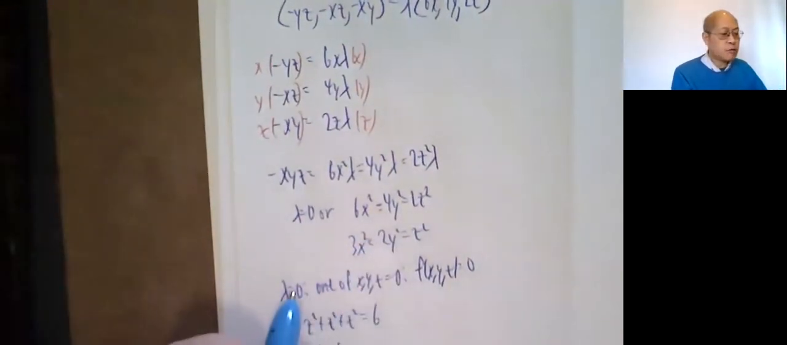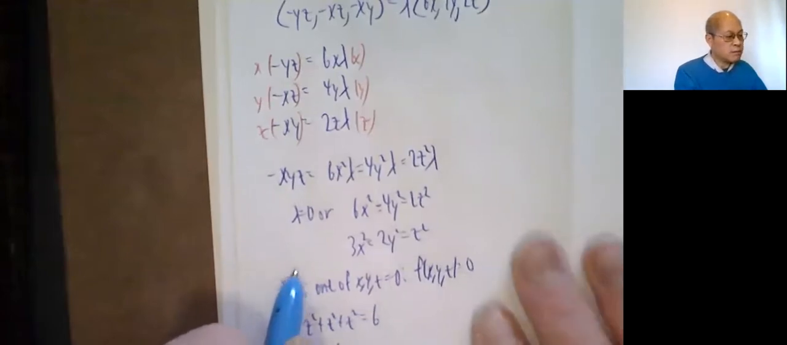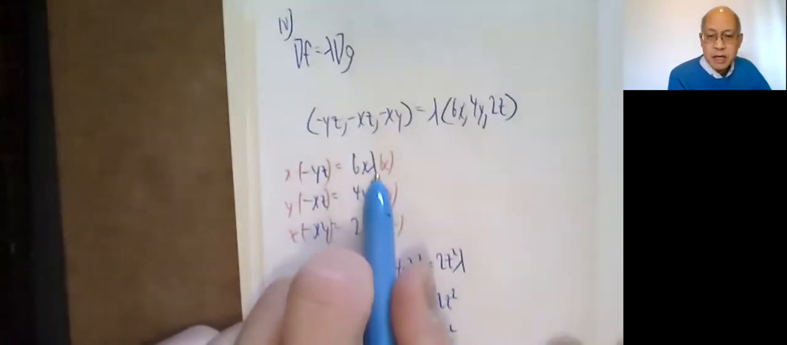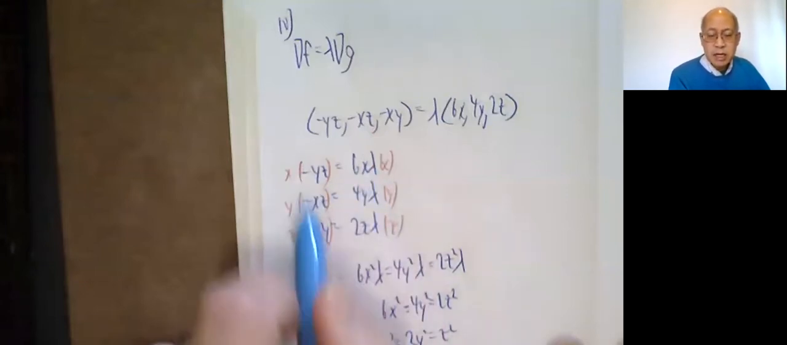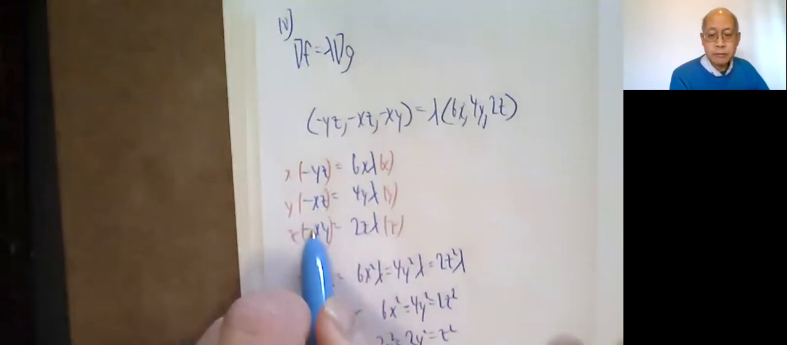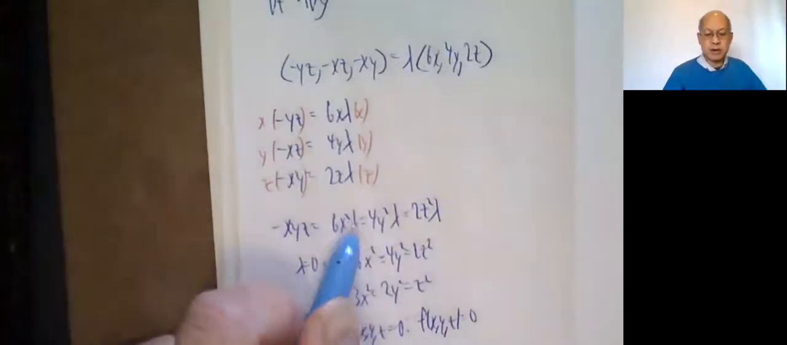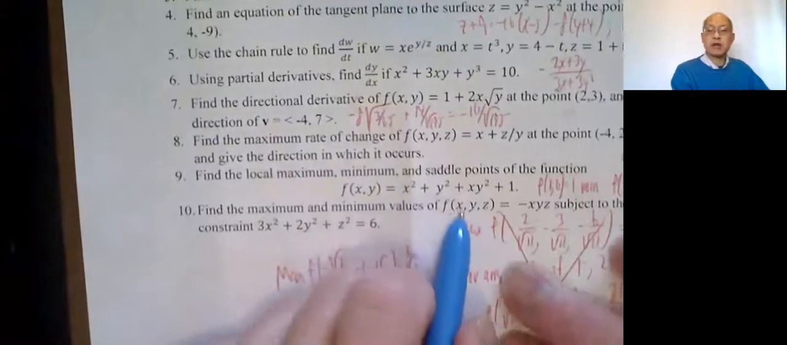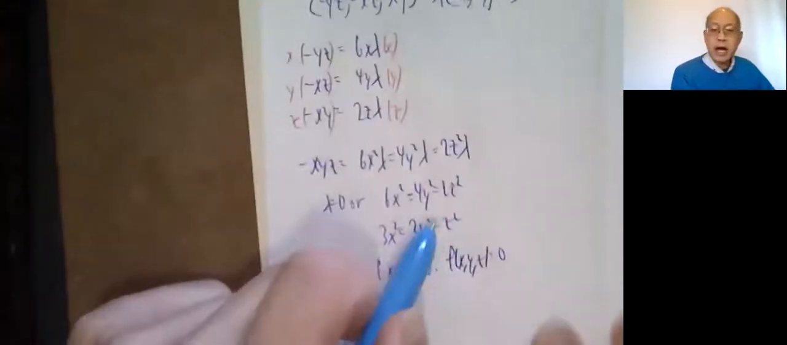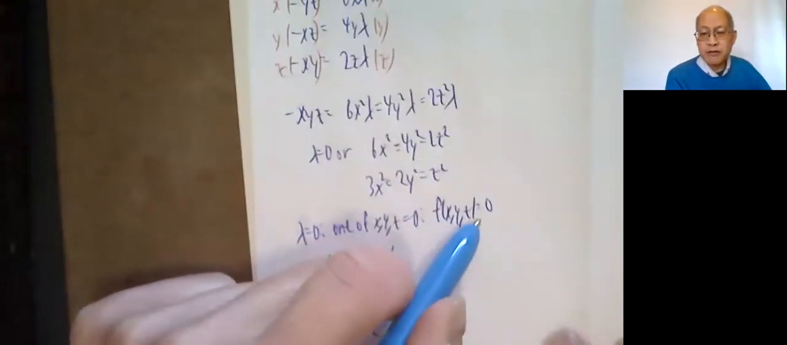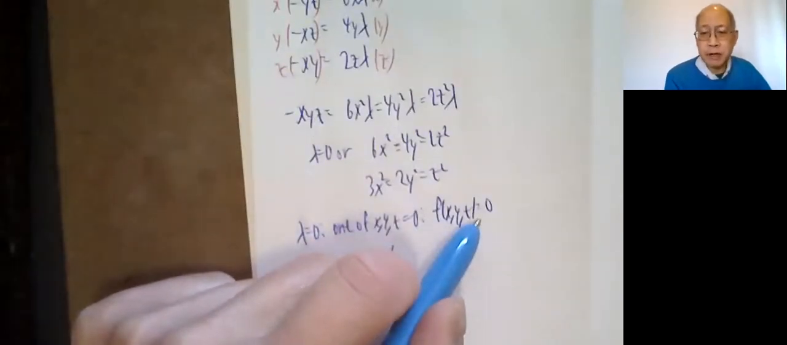Okay, let's think just for a moment if lambda equals 0. If lambda equals 0, that means all of these are 0. That means either x or y or z has to be 0, which means the function value is 0. Okay, the original function f of x, y, z is negative xyz. So the function value is 0. And we know we're going to get a positive and a negative quantity. So this will not maximize or minimize my quantity.